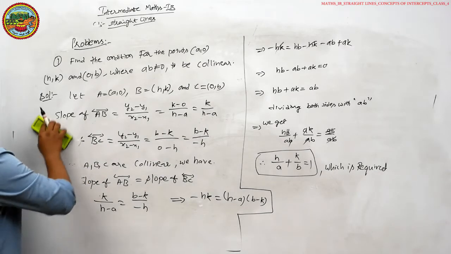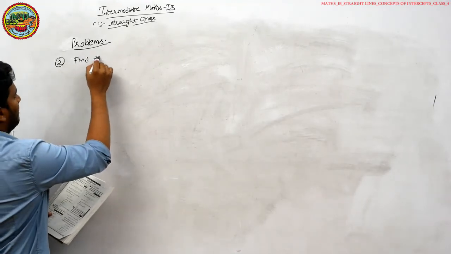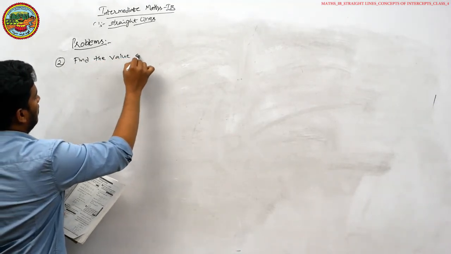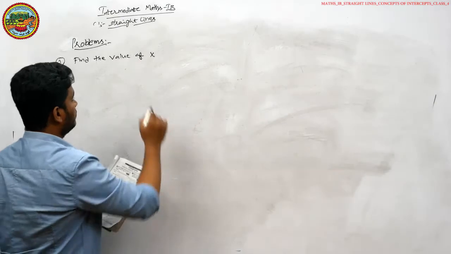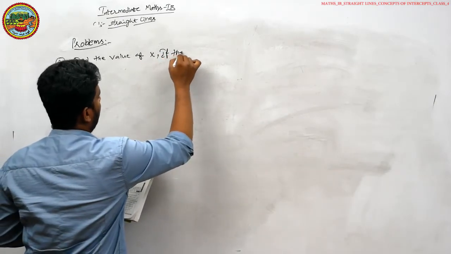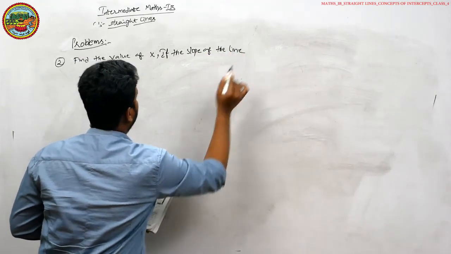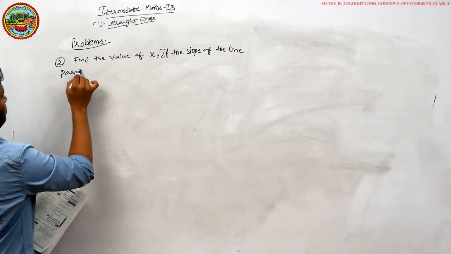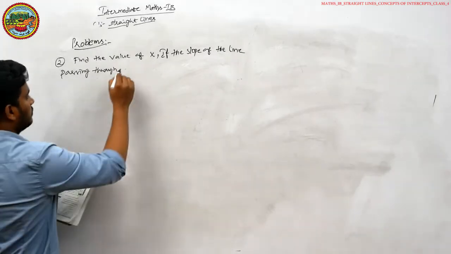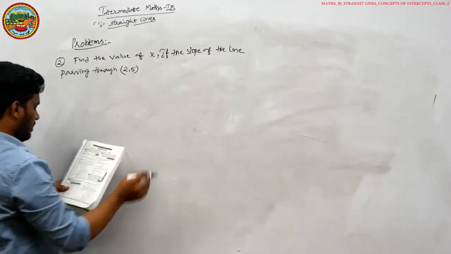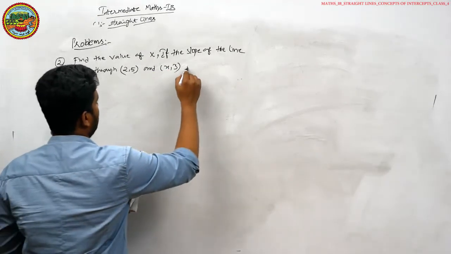Okay, next, problem number 2. Find the value of x if the slope of the line passing through (2, 5) and (x, 3) is 2.